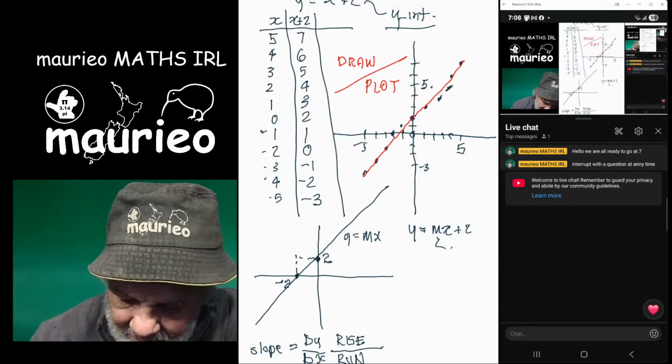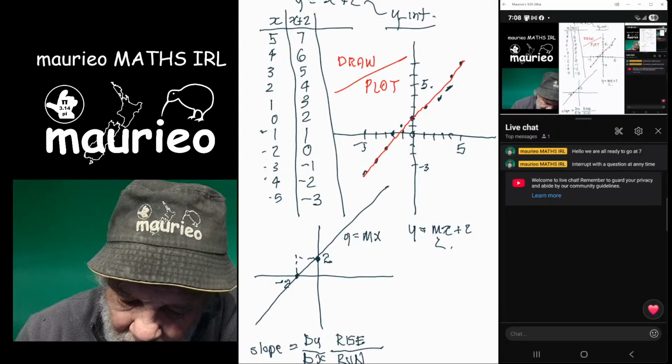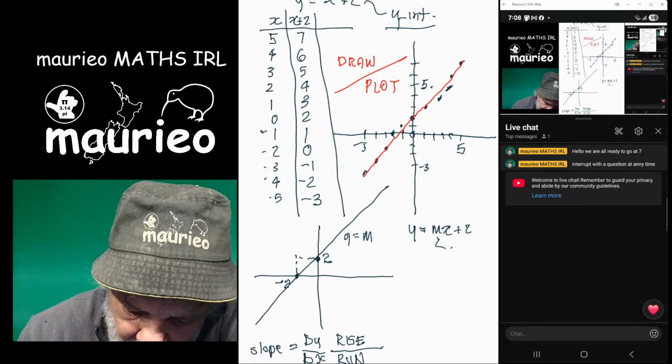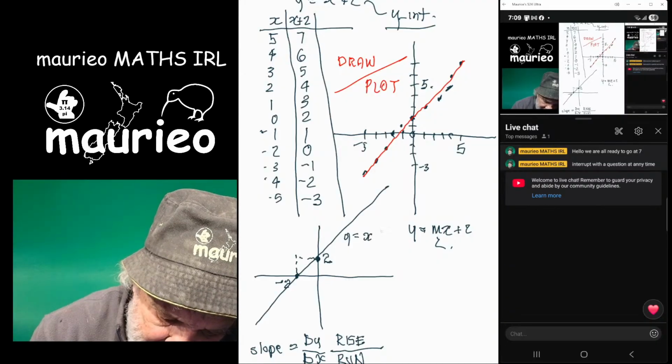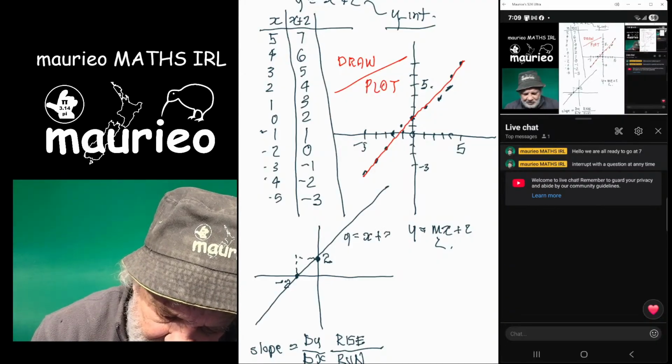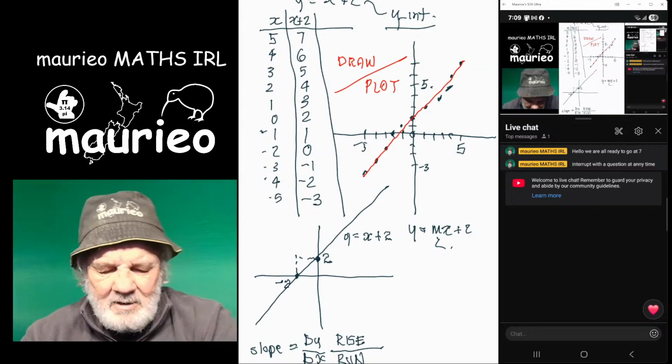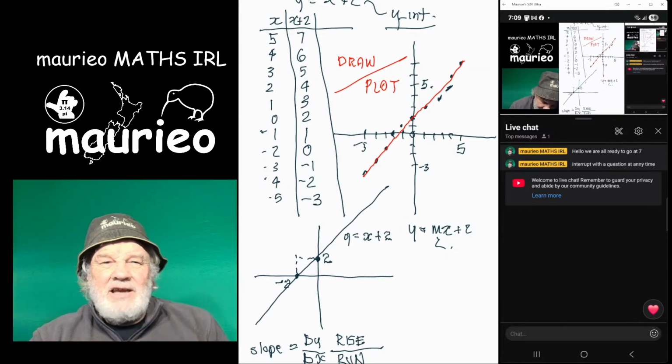So that's y equals mx plus 2. We can work out the rise: the rise is 2 and the run is 2. It's going from left to right, therefore it's positive, so that's the name of that graph.